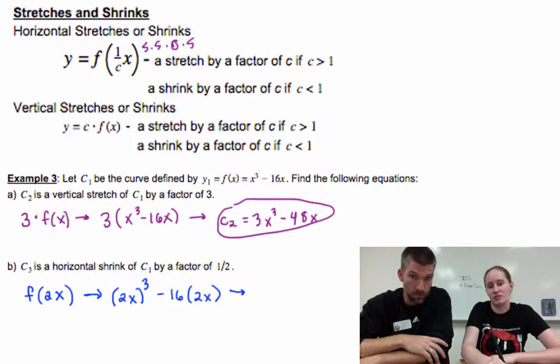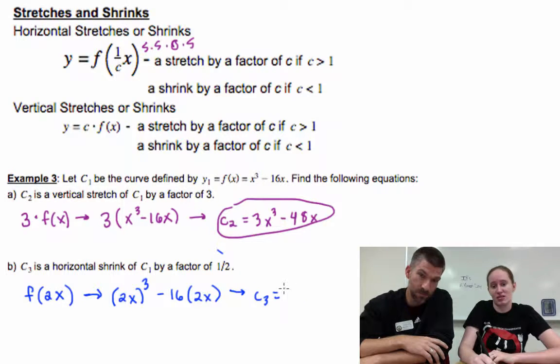Let me call this C3. C3PO? So C3. Human cyborg relations? Similar. It's a cousin of his, actually.